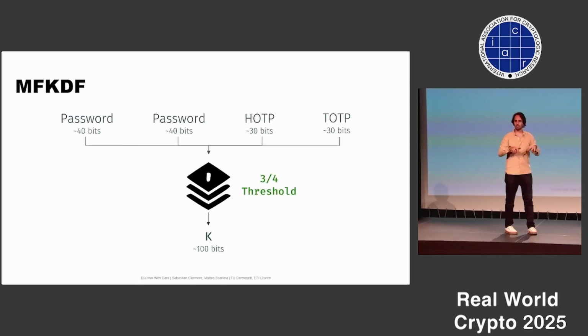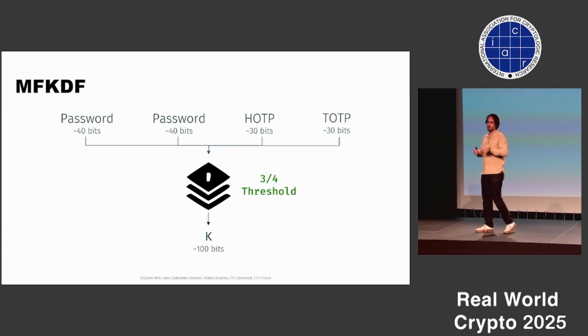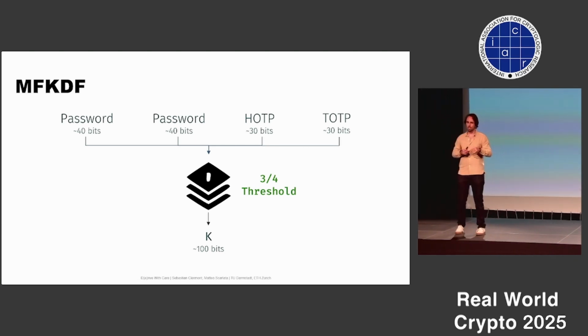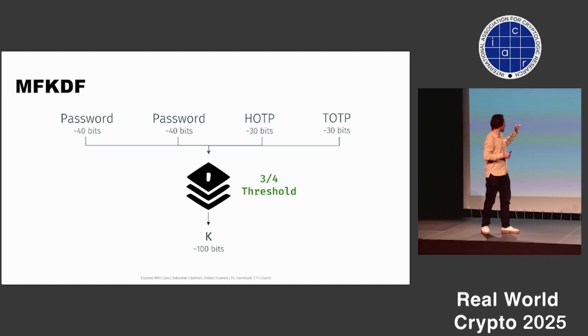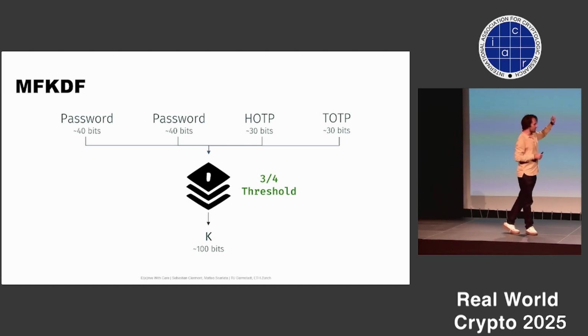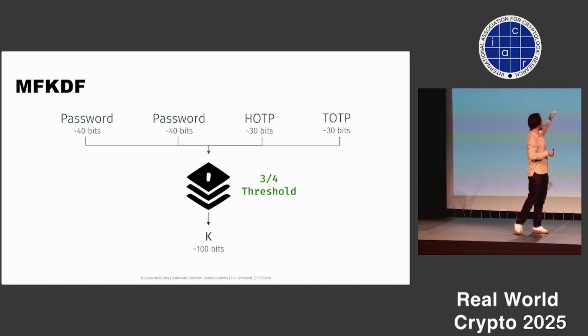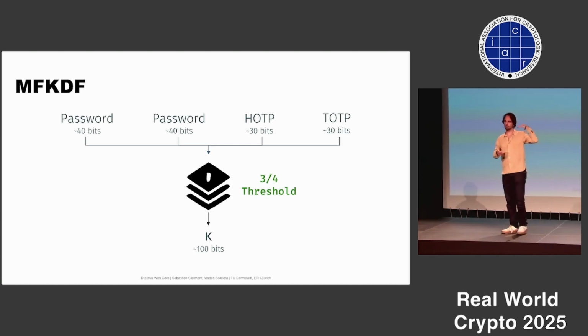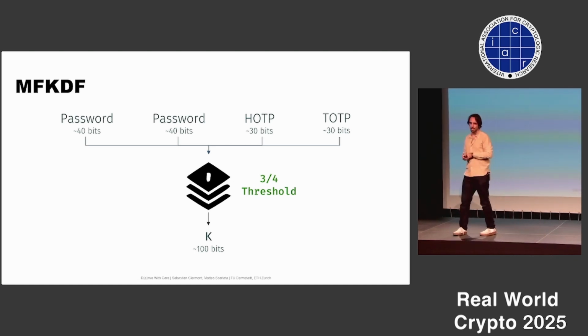They also provide a threshold variant. So you can set up MFKDF with a 3 out of 4 threshold, and then you should still get at least the entropy that the minimal set of 3 factors should provide you. So in this case, still 100 bits.